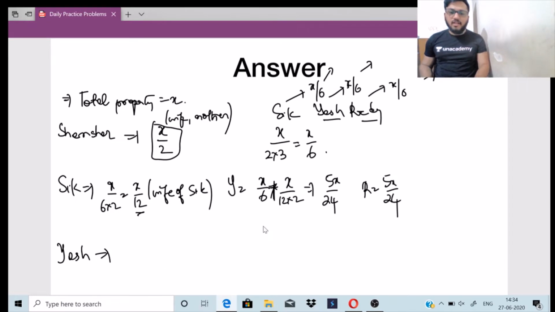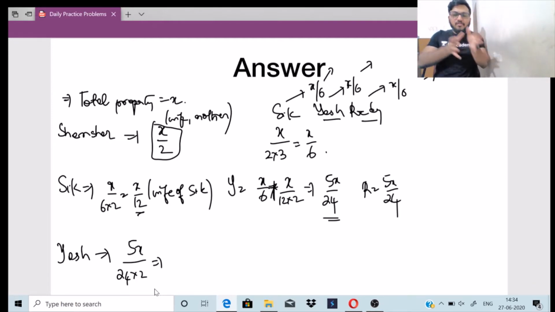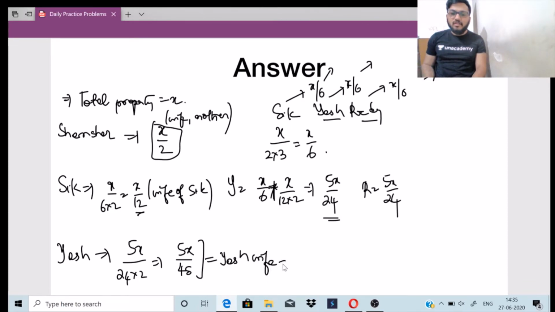After Yash's death, what is Yash's property? The property of Yash is 5x by 24. So the wife of Yash will have 5x by 24 into 2. Half the property will go to Yash's wife, half the property will go to Rocky. So 5x by 48 will be half the property of Yash, going to his wife. And this half property of Yash is being added to Rocky.